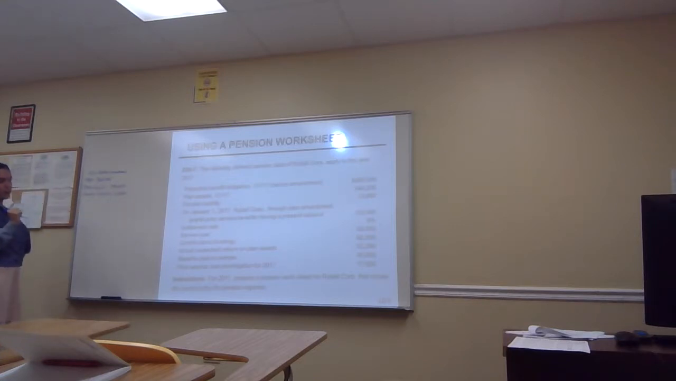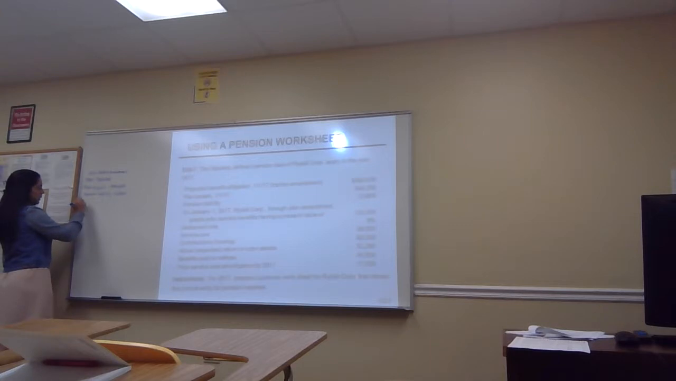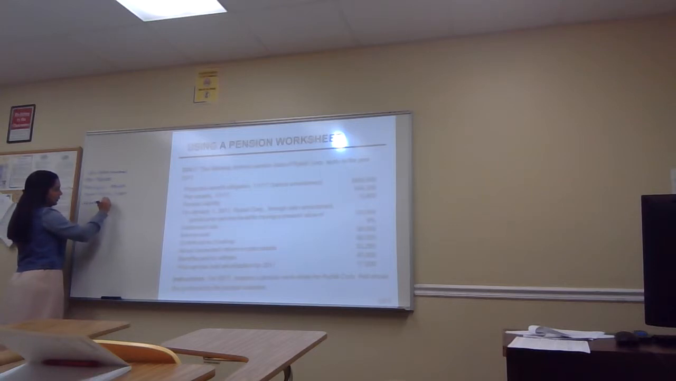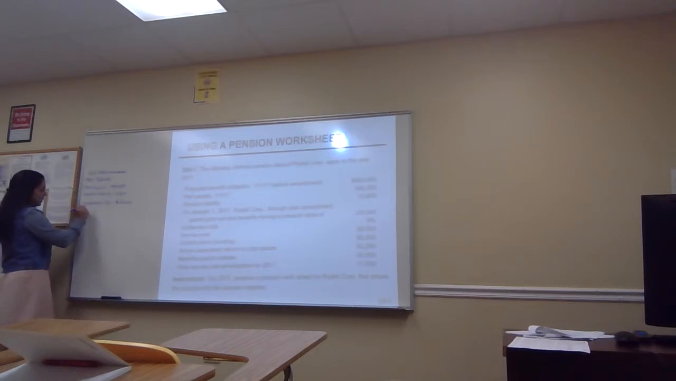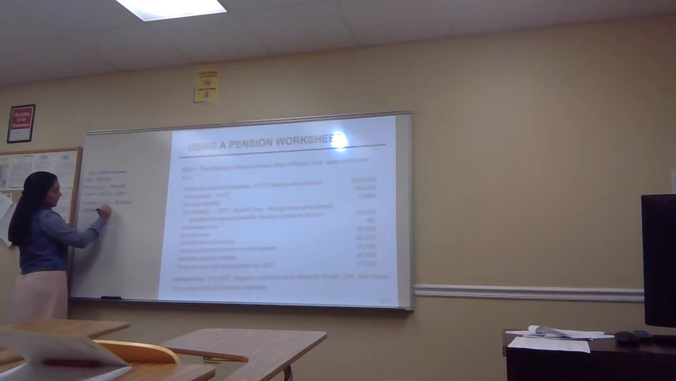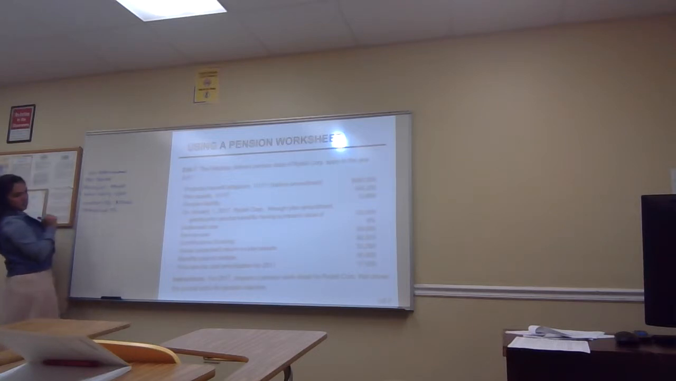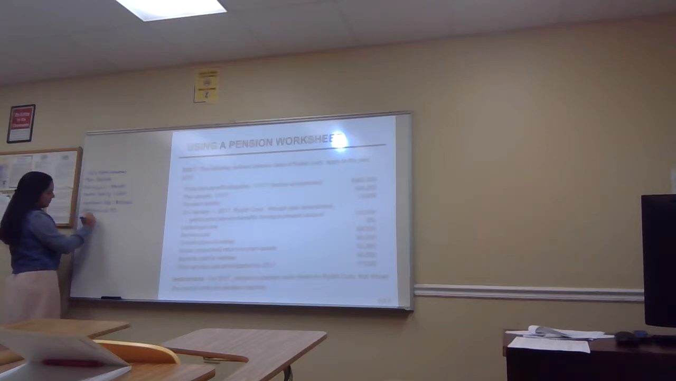On January 1st, 2017, a plan amendment grants prior service costs having a present value of $120,000. So the amendment is going to be $120,000. Prior service cost is $120,000. Settlement rate 9%. Service cost $8,000.